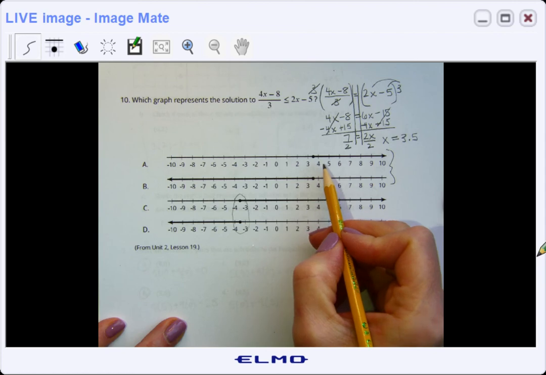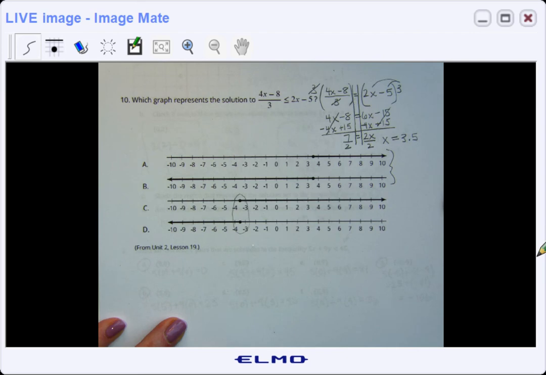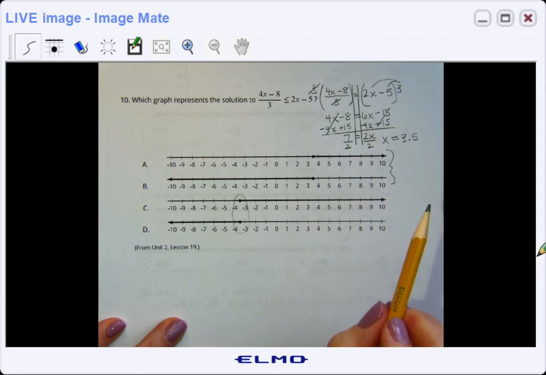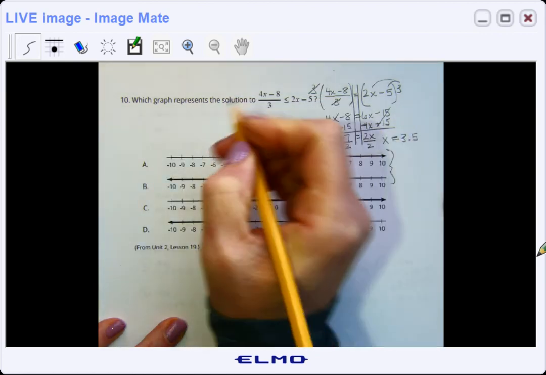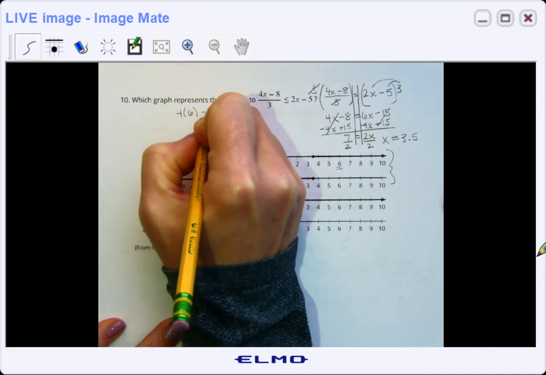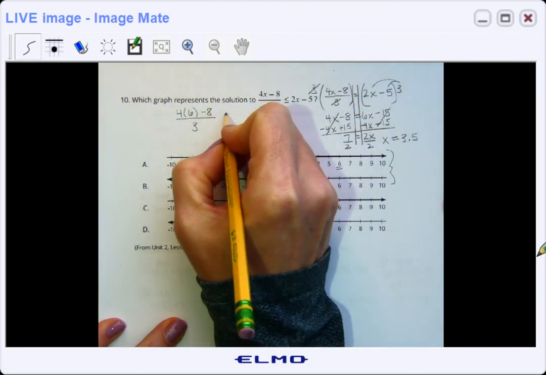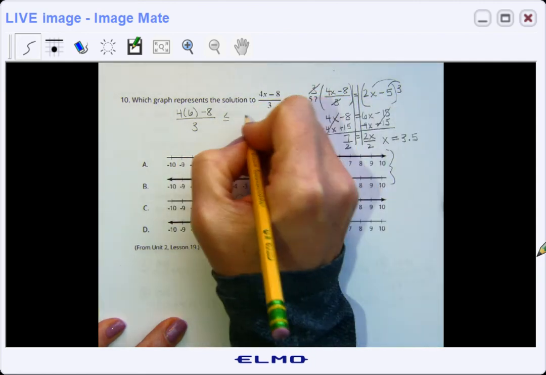So I need to plug in another number, any number that's greater than 3.5, to see which way to shade on the number line. So a number greater than 3.5, I would say I could use maybe 6. So I'm going to test this number, 6. So 4 times 6 minus 8 divided by 3. And then I'm going to see if it makes this true. 2 times 6 minus 5.